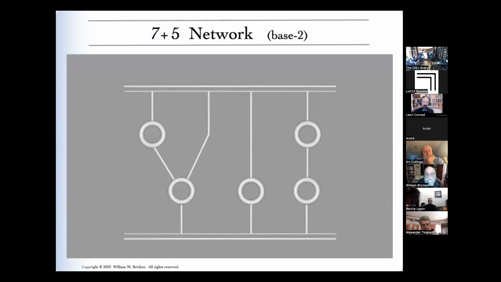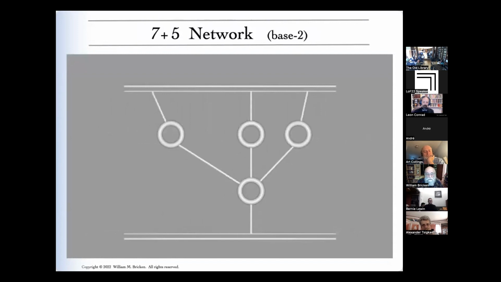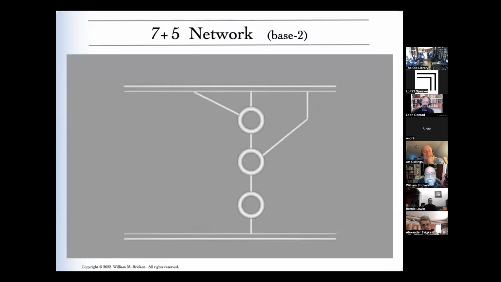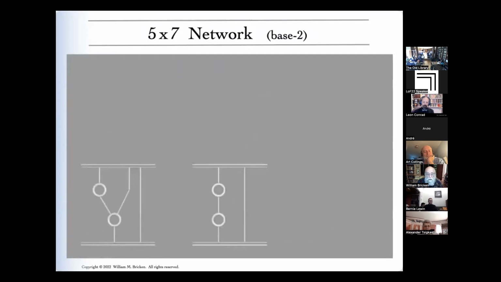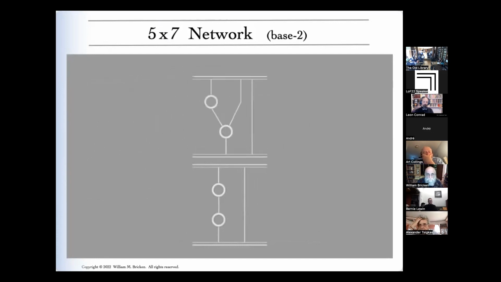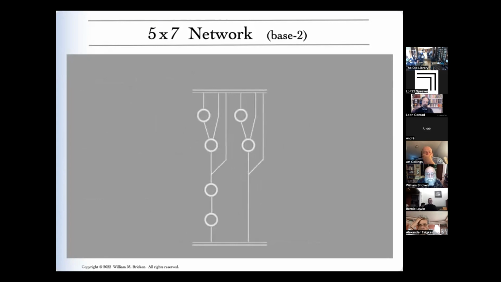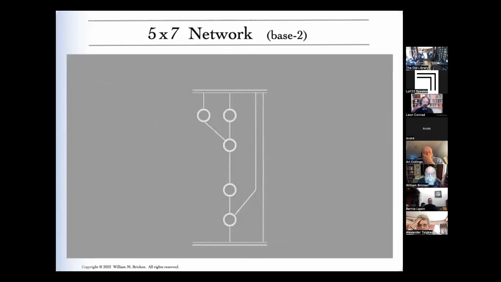Now it's a bunch of grouping and merging. There's some merging. There's a grouping, another merging, another grouping. And now we'll multiply 5 by 7. Multiplication is just stacking the networks on top of each other. When the stacks are joined, the multiply is done, and the rest is grouping and merging. And that's 35 in binary.